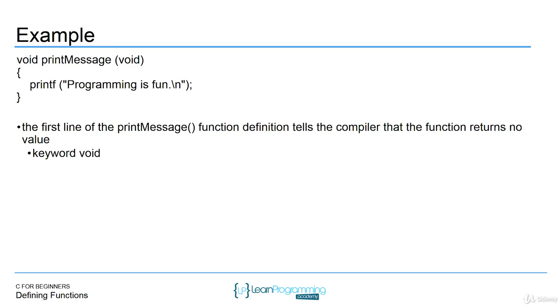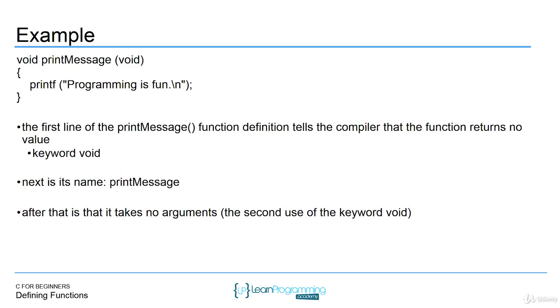In this example for the print message, the first line of the print message tells the compiler that the function returns no value. That's the keyword void. Again, don't need to focus on that, but that's what that's doing. The next is the name, and then after the name is arguments. They're called parameters. And we use the keyword void again if we're not passing any data.